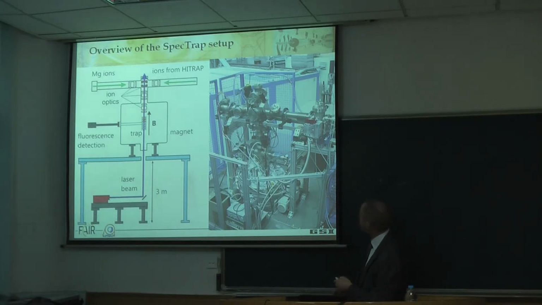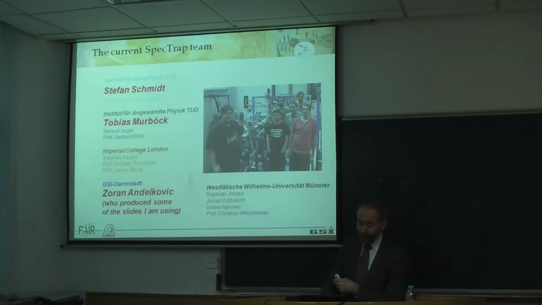Then this is a photograph of the setup. This is the beam line coming in from the EBIT. This is the magnesium source, and this is the magnet down here. And then the laser is underneath in a room underneath the whole assembly of that. So that's the magnesium ions coming in. That's from the EBIT, and then this is the laser beam.